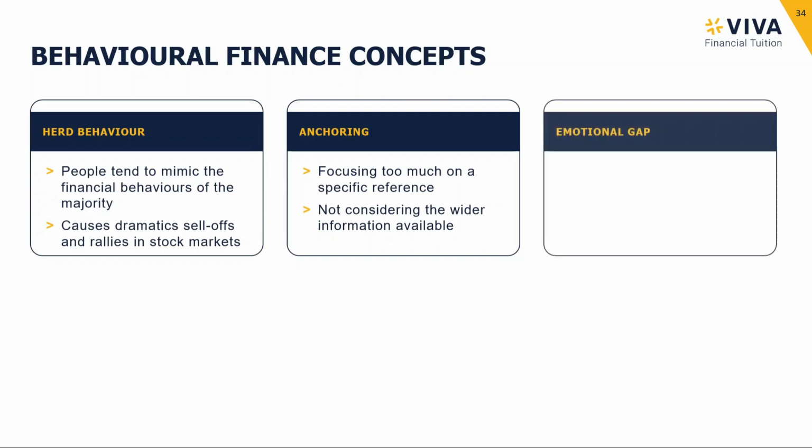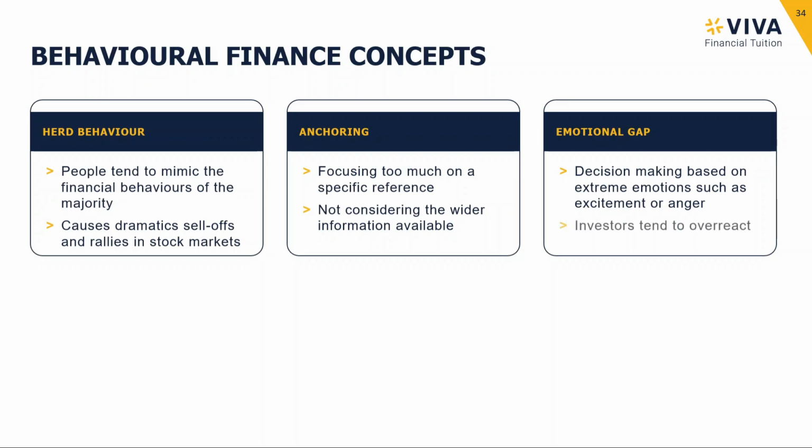Emotions can also become very involved in decision making. Investors will get influenced by extreme emotions, such as excitement or anger. We find that they tend to overreact, that they can become very caught up in the moment, that they can't sit back and look at the facts rationally.